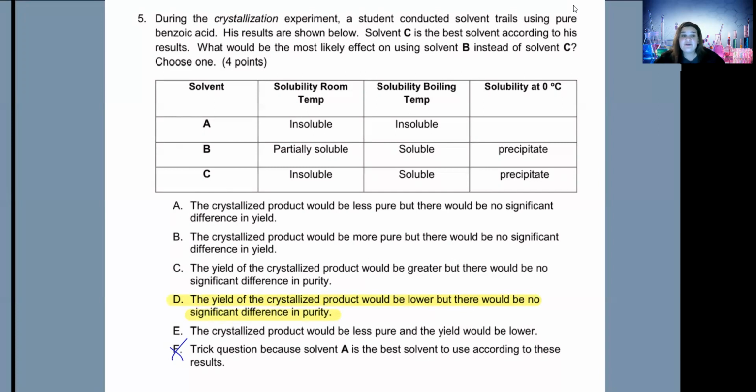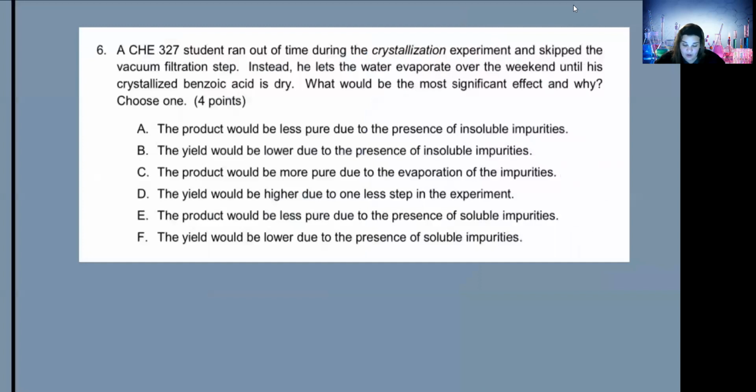Please make sure you're trying out these questions on your own before I go over them with you. See if you can get a sense of where these are going. It's really good practice for you. All right, go ahead, pause, and then we'll run through it together.